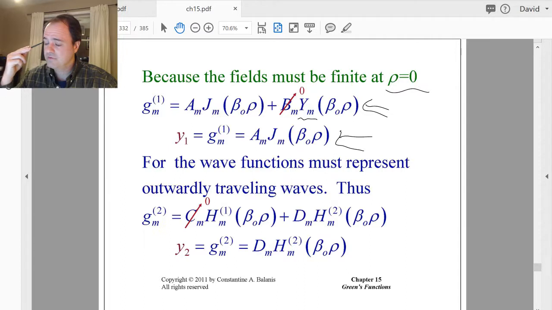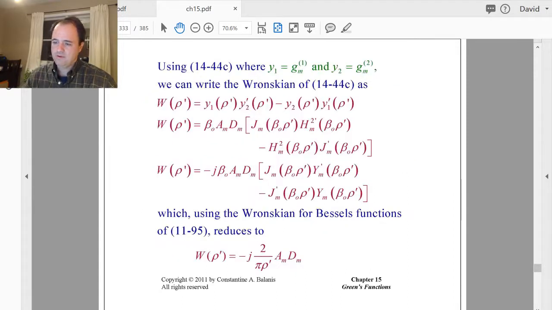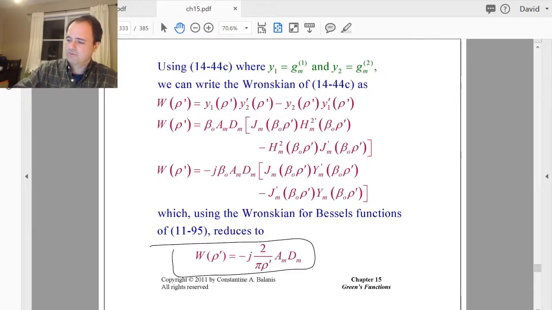For the second solution, for rho greater than rho prime, we are going to have outward traveling waves. So outward traveling waves are represented by the Hankel function of the second type, H2. So this is my y2. Okay. So we figure out the Wronskian of this, and we figure out that the Wronskian is this right here after a little bit of work and some use of Bessel function identities.